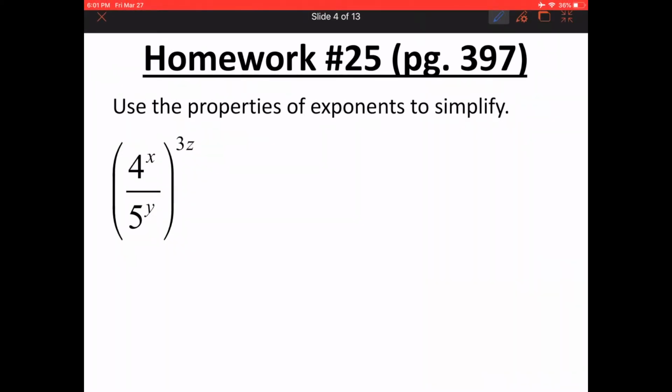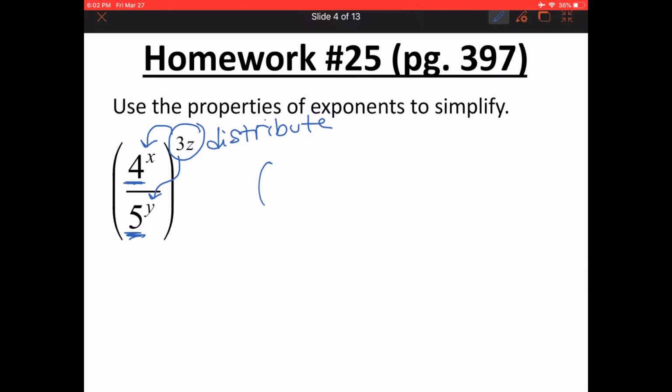Here is my next example. Use the properties of exponents to simplify. So notice my bases are different. I have one base that's a 4, one base that's a 5. So I cannot use those properties of adding or subtracting. But if I have the fraction raised here to a power, I'm going to distribute that exponent. So this is what I'm going to do here. I'm going to distribute this 3z exponent. So I'm going to distribute it to the 4 to the power of x and distribute it to the 5 to the power of y. Okay, so this is what I should look like now.